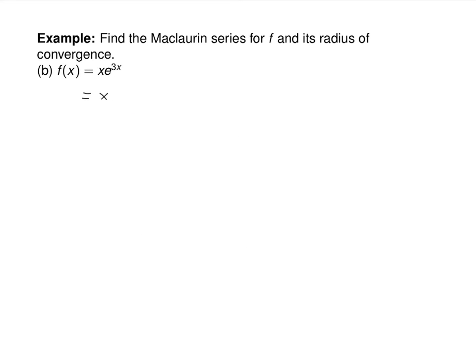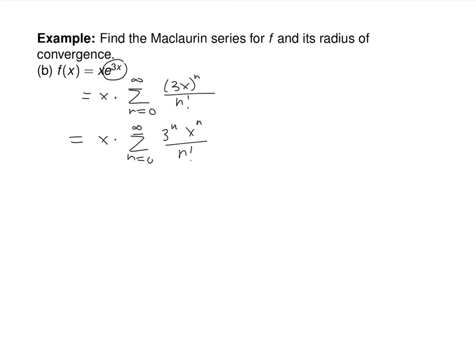All right, here we're going to take x times the sum from n equals 0 to infinity. Now the Maclaurin series for e to the x would usually be x to the n. Here we're going to have 3x to the n all over n factorial. That's x times the sum from n equals 0 to infinity, 3 to the n, x to the n over n factorial. Or distributing that x through will increase all the powers by 1, making this 3 to the n, x to the n plus 1 over n factorial.